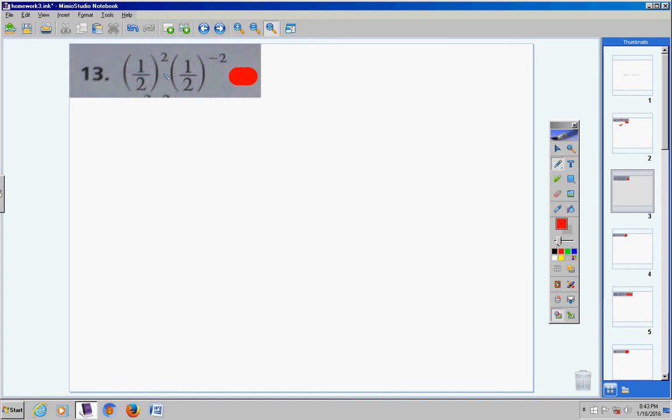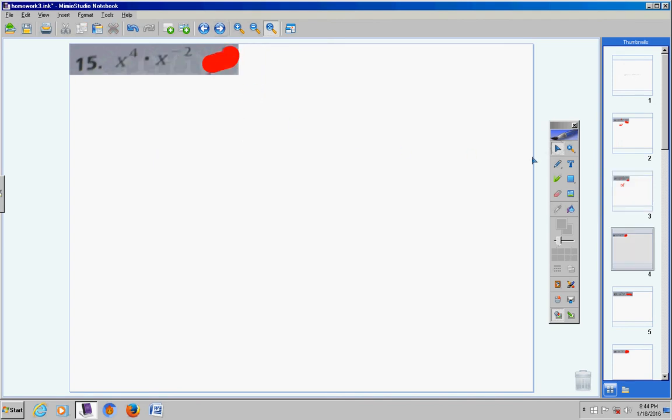Number 13. We have a fraction times a fraction. Normally I would suggest that you first simplify by taking this exponent and multiplying it through like I've taught you to do, and the same thing with this exponent here. However, if you'll notice, we have like bases. So we're multiplying like bases. Base is 1/2, base is 1/2. So when you're multiplying like bases, remember, you write the base once and you add the exponents. 2 plus negative 2 is 0. Well, anything to the 0 power is 1. So 1/2 to the 0 power is 1.